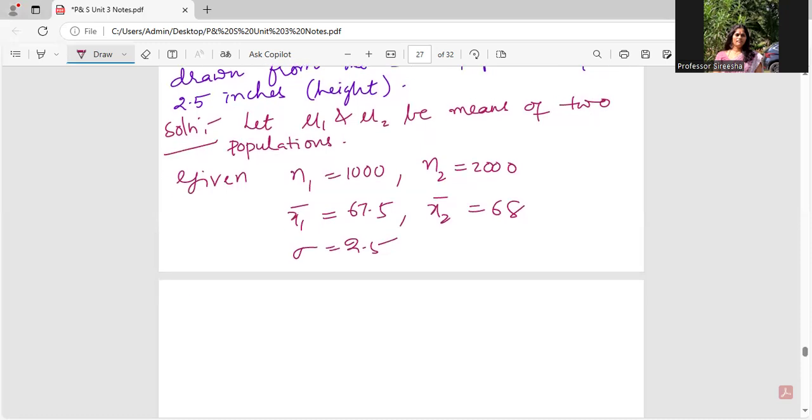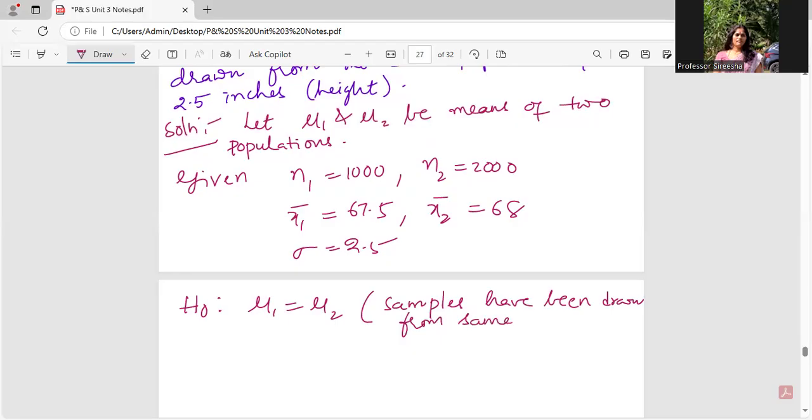First thing is I should set H naught. What is H naught? Mu1 is equal to mu2, or in other words, the samples have been drawn from the same population. That's why their means are equal. Of course, I can write with standard deviation 2.5. Right? H1 would be what?